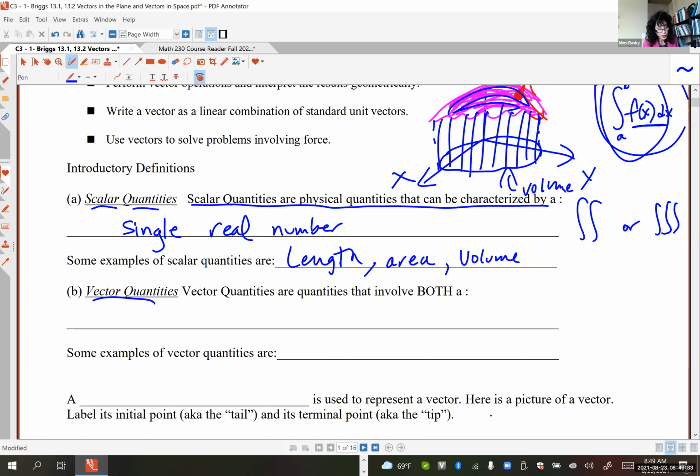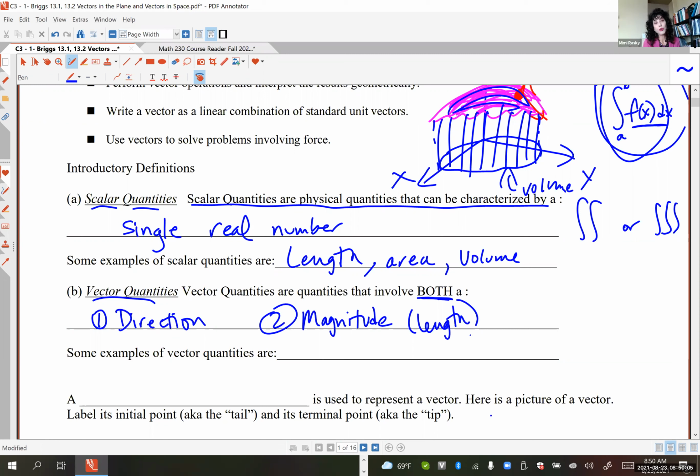And there are many, many more. Vector quantities. Vector quantities are quantities that involve both, so that's going to be 2 things here. Write these down. Number 1, a direction. And number 2, magnitude. Now, magnitude is kind of a weird word. It's a fancy word for length, but it may not always mean length if you're working with vectors that are in 4 dimensions or 5 dimensions or 20 dimensions.